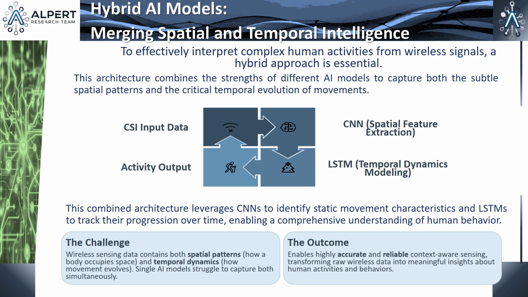CNNs are excellent at extracting spatial features from data. Think of them as learning filters that recognize patterns in the CSI image. LSTMs, on the other hand, excel at understanding sequences and temporal dependencies, how patterns evolve over time. The CNN-LSTM combination captures both the spatial characteristics and the temporal dynamics of human activities, leading to higher accuracy.